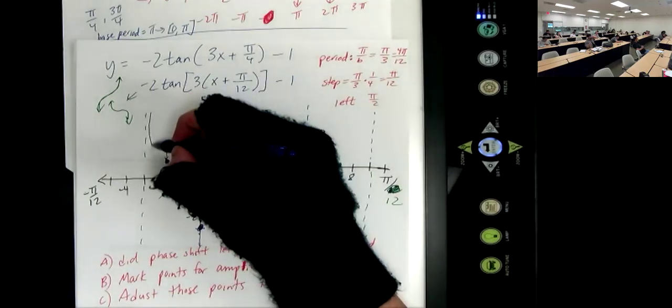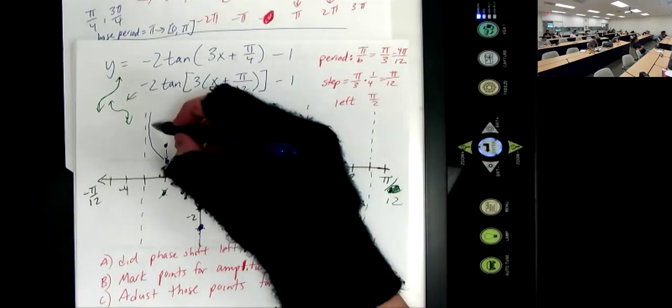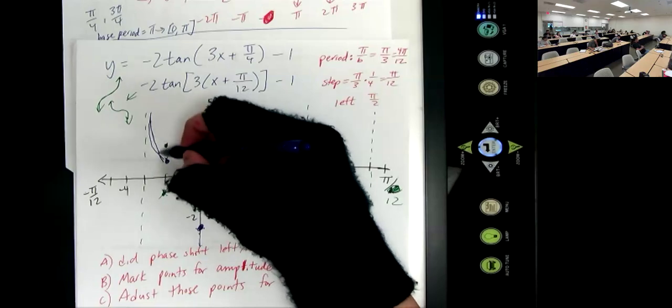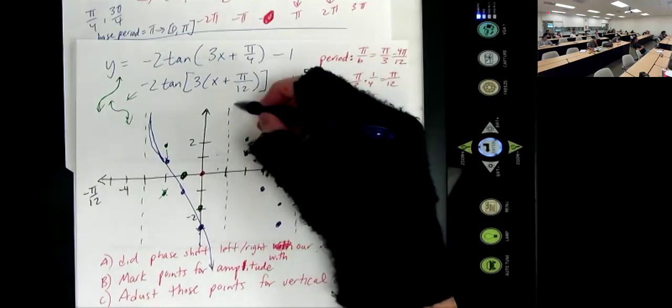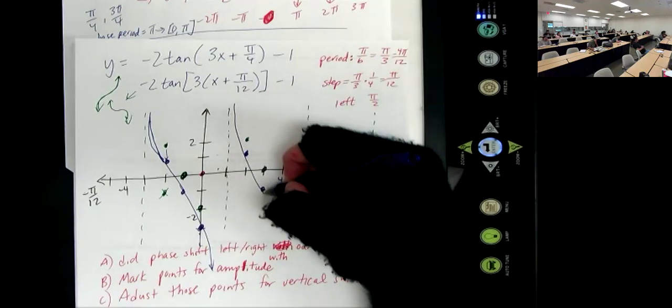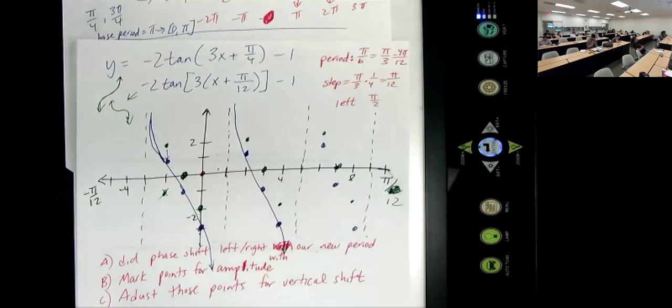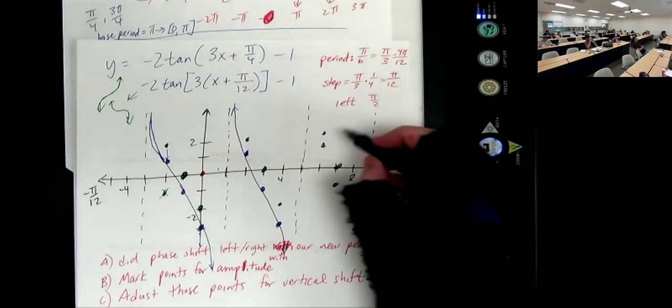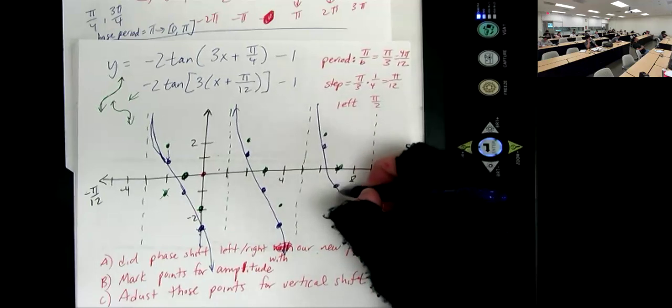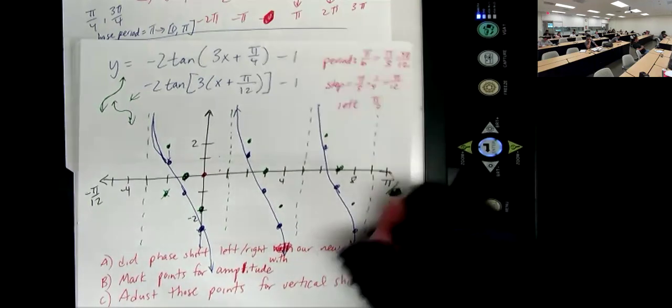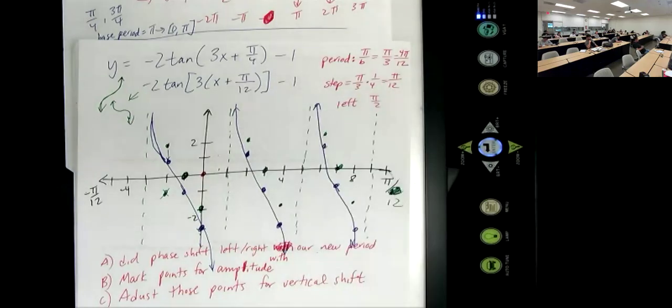And now I'm gonna connect those. Check. Going towards the asymptotes, but kind of doing a change in the curve at the middle point. Should look a little more curvy than I did.